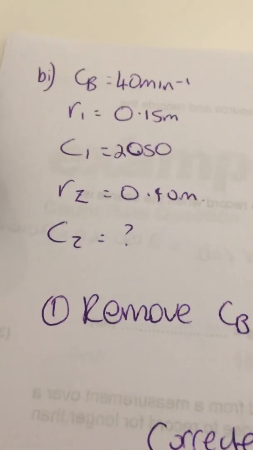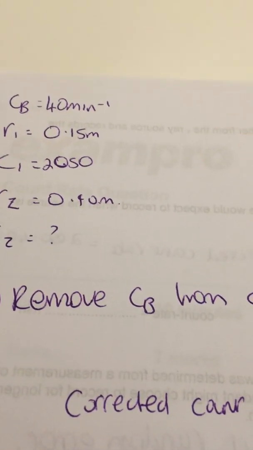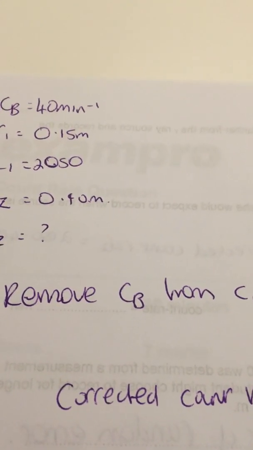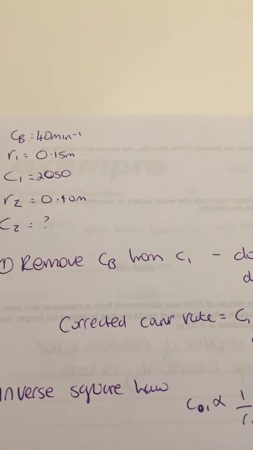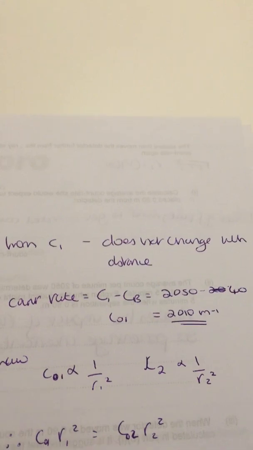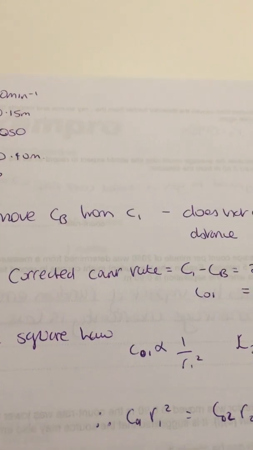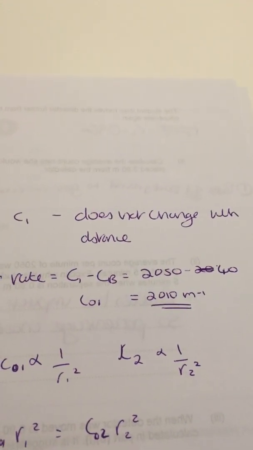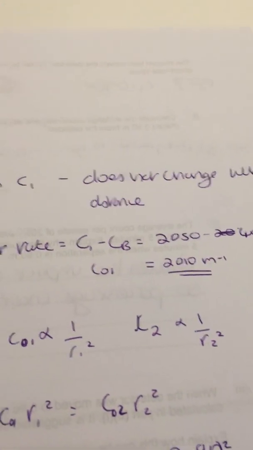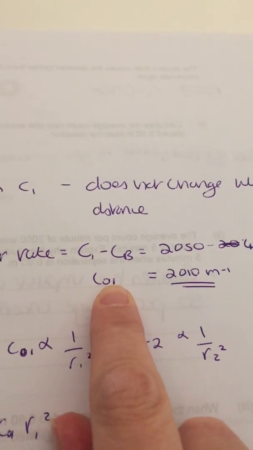The very first thing you need to do is remove the background count rate, because you're going to use an inverse square law, but the background count rate will always stay the same, so it's not subject to that same law. So first thing, remove the background count rate from C1, because that doesn't change with distance. I've called that the corrected count rate. So you're going to do C1 minus CB, so just 2050 minus 40. That gives you a corrected count rate of 2010. Corrected count rate is normally given the symbol CO, so I've just called it CO1. That's the corrected count rate for number 1.